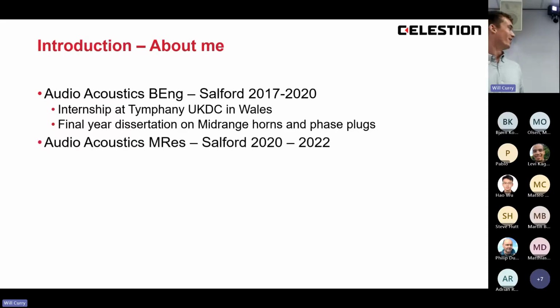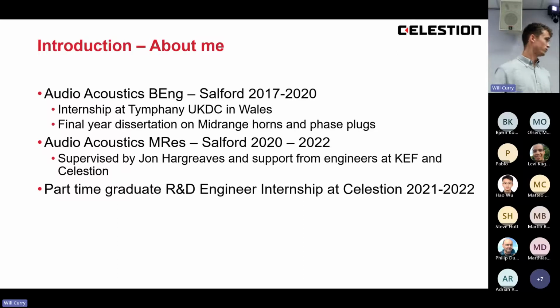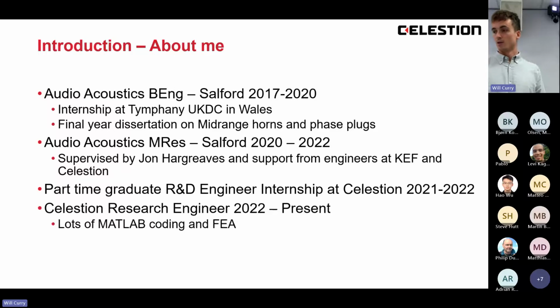And then I did the audio acoustics Masters in Research, which, if anyone doesn't know, is just one big research project. You don't have any modules, it's just a huge dissertation over 2 years. This was supervised by John, and I had some support from the engineers at KEF and Celestion. During that I started doing part-time work for them, and after I'd finished the Masters in Research I started working for them full-time, which is what I'm still doing at the moment. My day-to-day job involves loads of MATLAB and FEA, if anyone was interested.